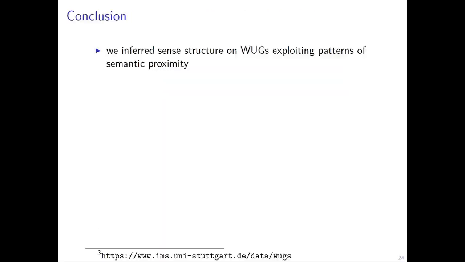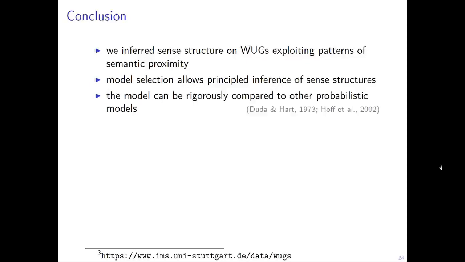We conclude. We inferred sense structure on word usage graphs by exploiting patterns of semantic proximity. Model selection allowed us to infer this sense structure in a principled way by selecting the model with the parameters which best describe the data. In the same way, this model can now be rigorously compared to other probabilistic models, like for example Gaussian mixture models.